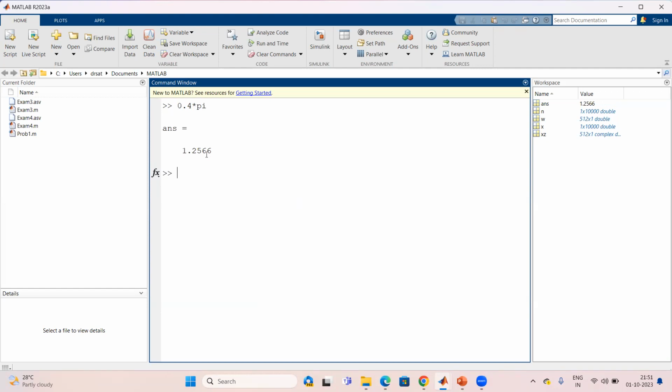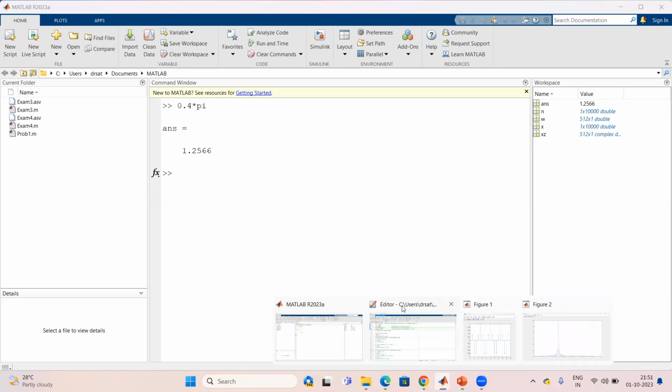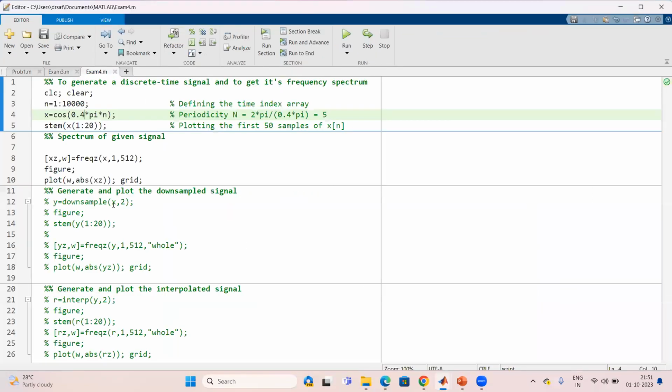So at this particular frequency, we are supposed to get the peak, because our digital frequency is 0.4 pi. Now we also have to see what the vector W is. As I said, this xz is nothing but the frequency response of this particular discrete signal, and this is the frequency vector W.